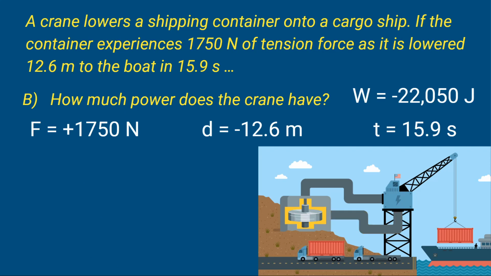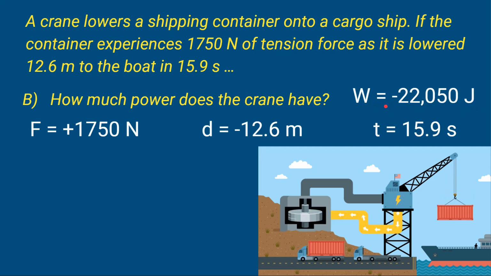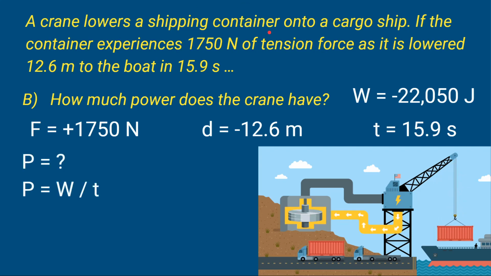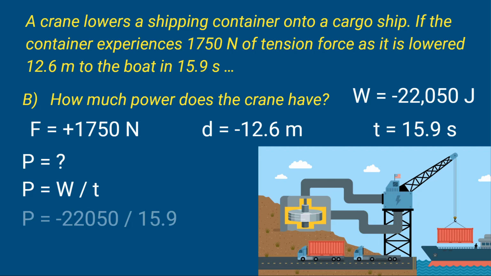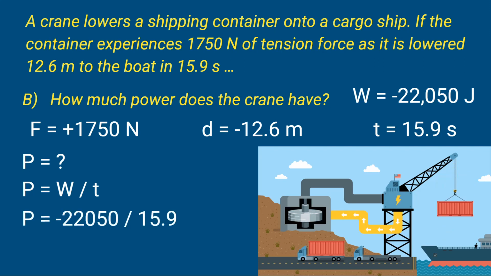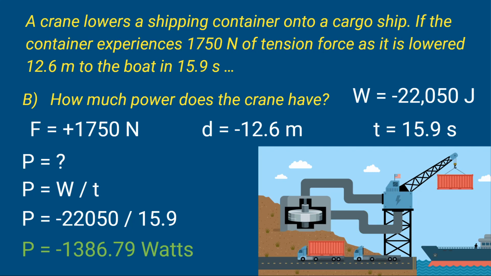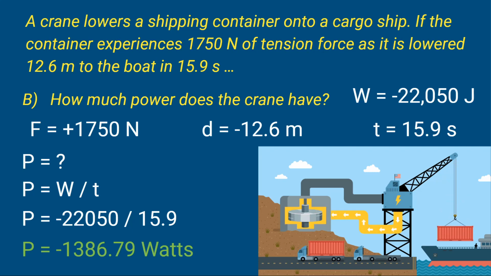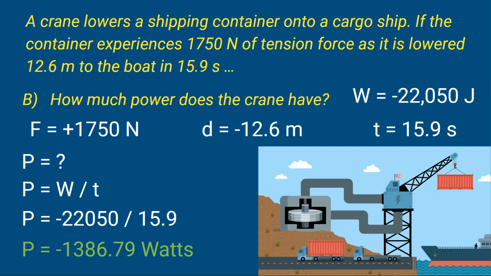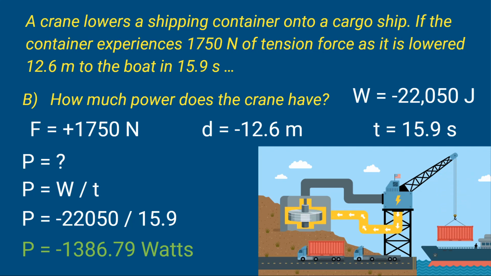All right, I put my work up here so we can refer back to it, because now we're going to do the second part of the question. How much power does the crane have? Again, power is work divided by time. I have both of those numbers, so I'm just going to divide negative 22,050 divided by 15.9, and I'm going to get a power of negative 1,386.79 watts. So again, you should be able to calculate your power.